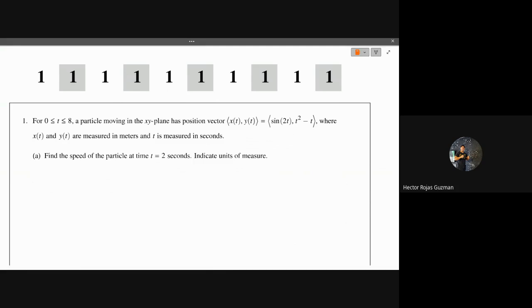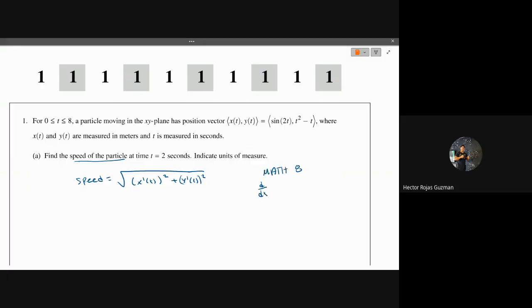Okay. Number 1, we have a particle moving and we're given the position vector. Find the speed of the particle. If you want to find the speed, first make sure that you know your formula. It's going to be the square root of x prime of t squared plus y prime of t squared. You do not have to find the derivatives by hand, right? You can use math 8.